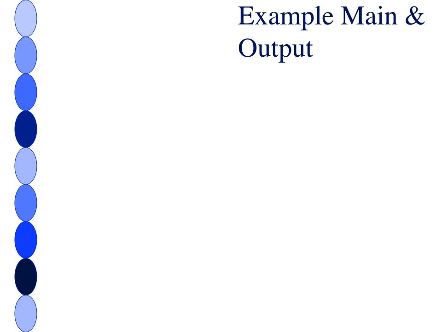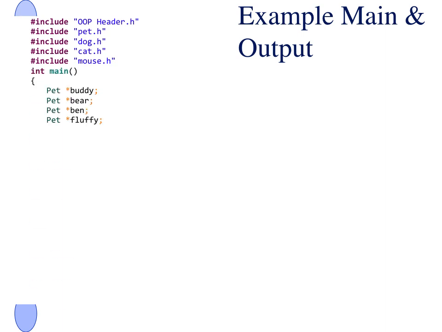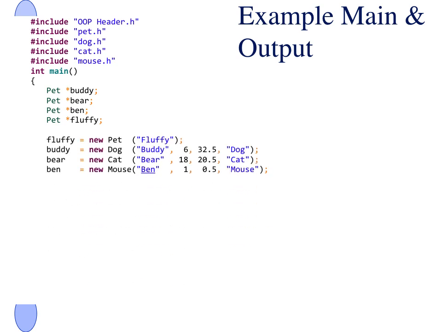Here's an example for the main using that speak there. So we put all the include files there. Then in the main we create 4 pointers. They're all pet pointers that will be used to create the different animals.